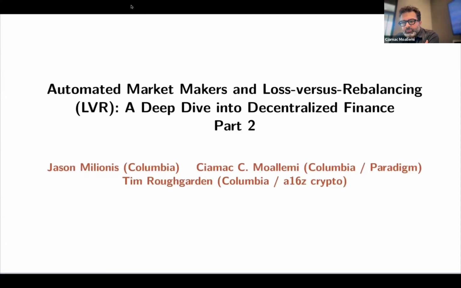We're also going to introduce some ideas from convex analysis to look at automated market makers and related mathematical objects. And that'll tee up the third part, where Tim will circle back and develop some of the mathematical theory for loss versus rebalancing, in particular incorporating ideas from continuous time finance. So with that, let's go ahead and get started.